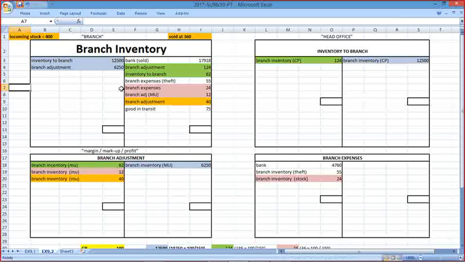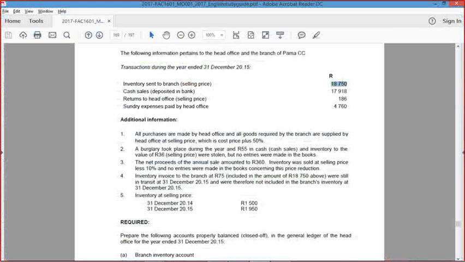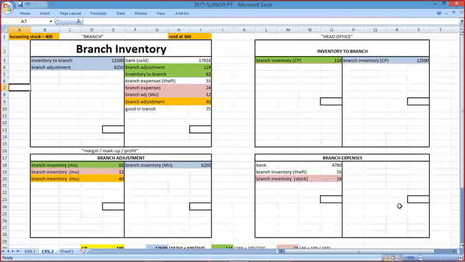Next is inventory at selling price. These are opening or closing balances? Well, the one is opening, the one is closing. Good. So we need to record these in the actual T accounts. For branch inventory. Again, we'll assume it's the branch, not the head office. They should have said that.